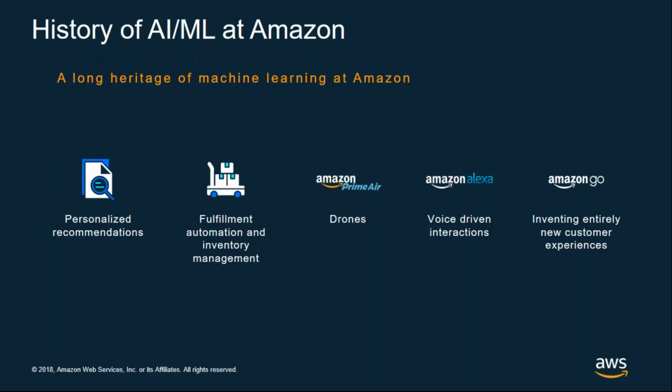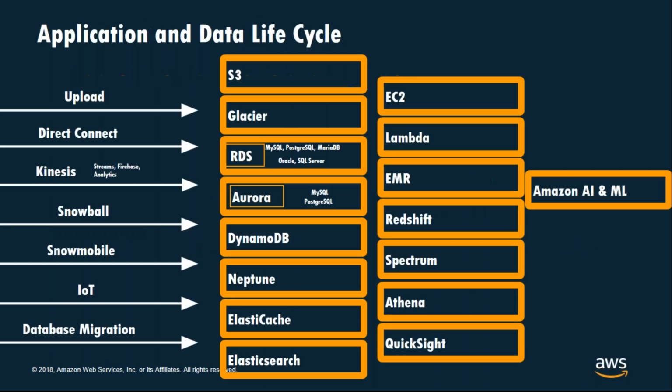So if you look at new products such as the guidance system for the drones with the Amazon Prime Air initiative, or even things like Alexa, which now allows us to actually drive voice-driven interactions, we're creating entirely new customer experiences by using machine learning and deep learning behind the scenes. And so you'll find that many of the customer experiences that people have come to expect from Amazon are actually driven by machine learning and deep learning behind the scenes.